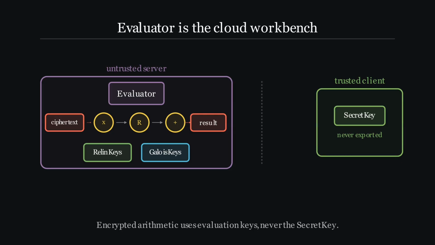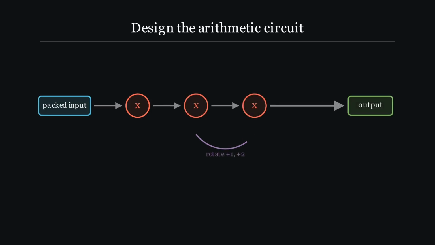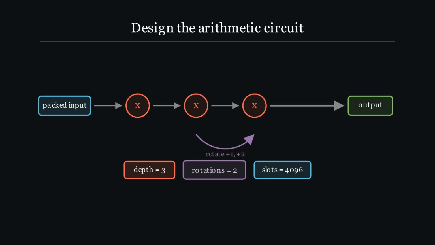The complete deployment begins with the arithmetic circuit, not with a random parameter preset. The packed input enters 3 multiplication nodes before reaching the output. A purple arc records the rotations required by the reduction. The counters below summarize the design.